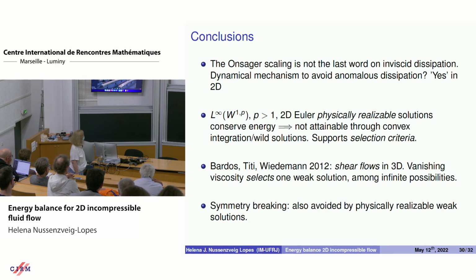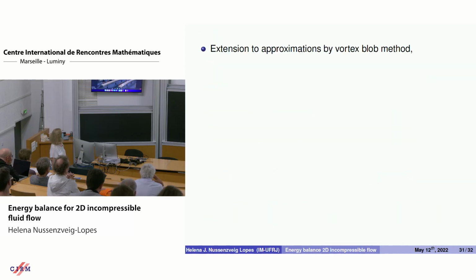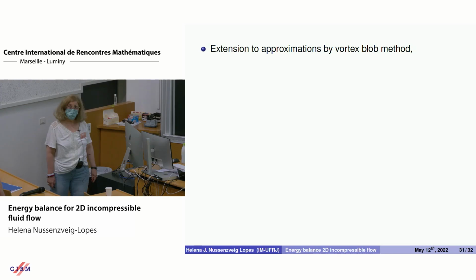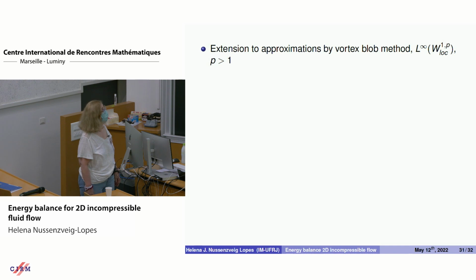Another instance is symmetry breaking, which is also avoided by physically realizable weak solutions. And this was something that Milton and I studied with Claude, Edriss, and Dongxuan back in 2013. Again, it showed that symmetry selects one. In the presence of symmetry, vanishing viscosity selects only one of the weak solutions. Okay, this work on avoiding anomalous dissipation has been extended to vortex blob method approximation. So not only vanishing viscosity, but also vortex blob avoids anomalous dissipation in this case.